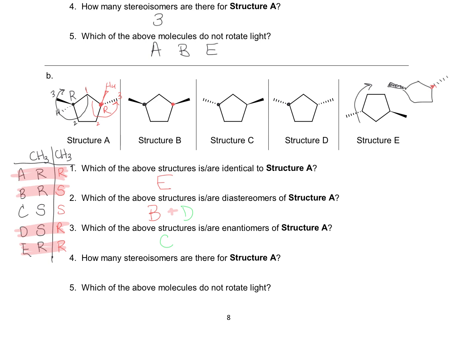It asks, how many stereoisomers are there for structure A? Again, there is one meso compound, like this is a meso compound. And if you have a meso compound, the maximum stereoisomers you can have is 3. And which of the above do not rotate light, which is basically asking which of the above are meso. Mesos are RS, so we have B and D.